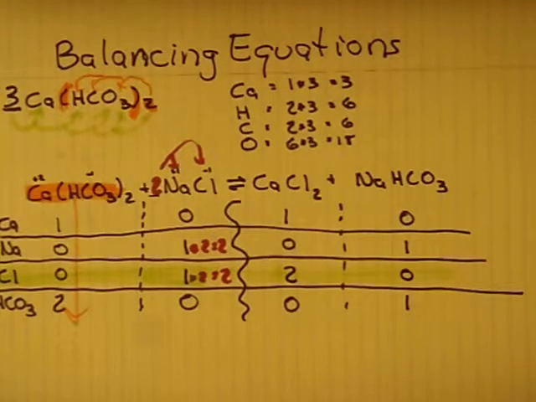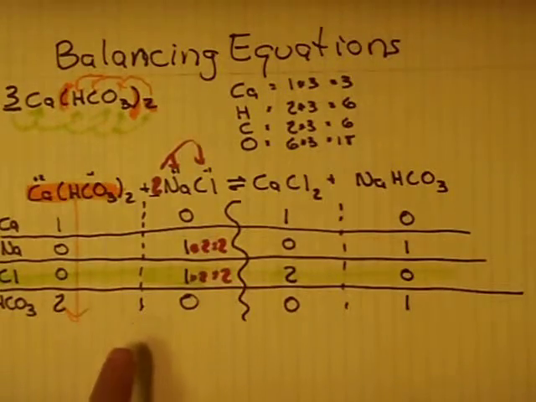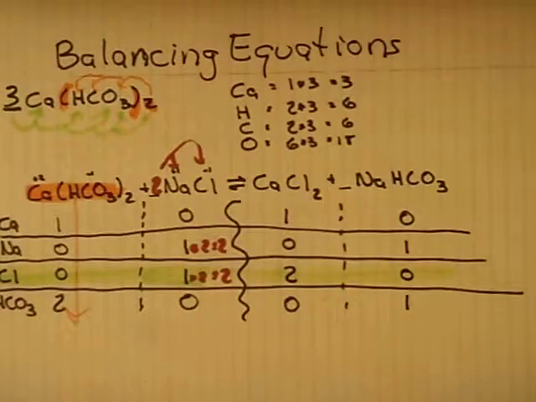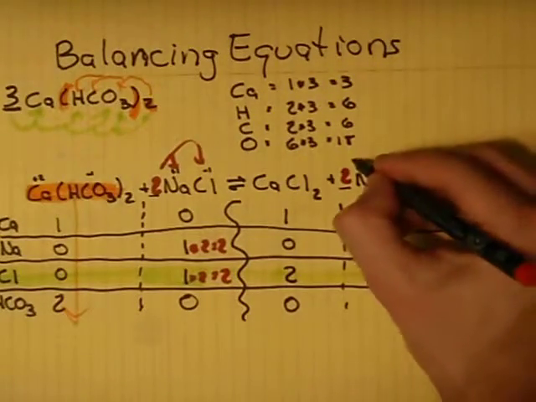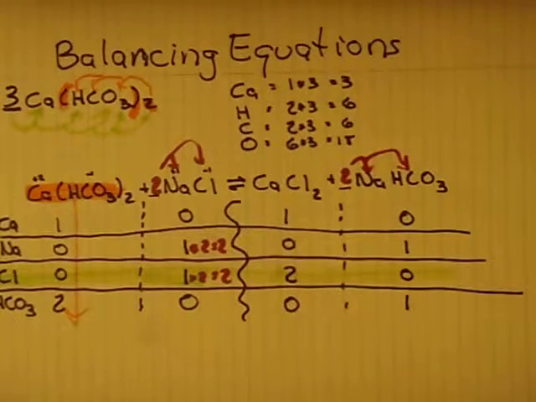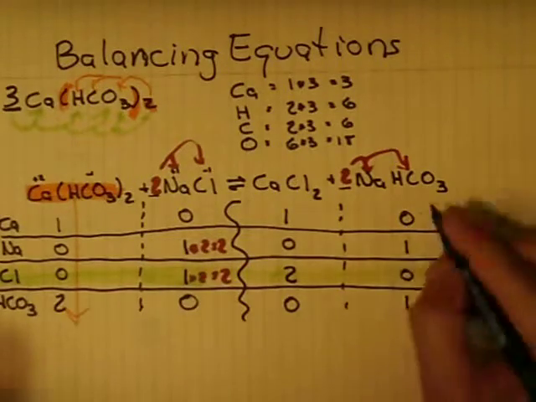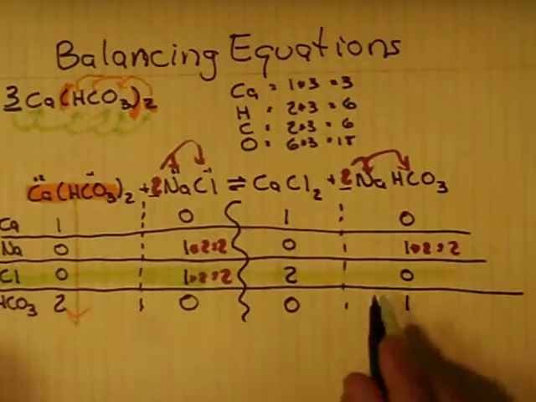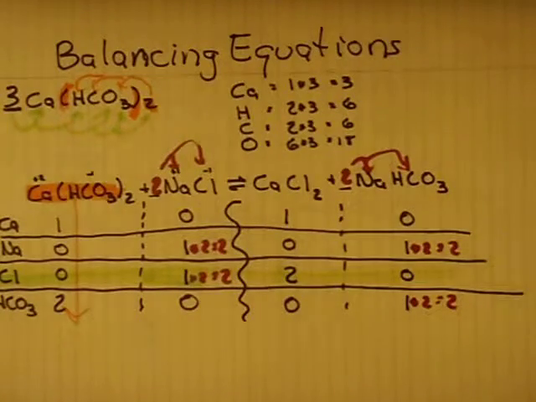But we're now out of balance again with sodium. We've got 2 here and 1 here, and bicarbonate, we've got 2 here and 1 here. So what we can do then is repeat the process here. Because we put this 2 in front, it goes to the sodium and to the bicarbonate. So, sodium, we go across, 1 times 2 equals 2. And bicarbonate, 1 times 2 equals 2.